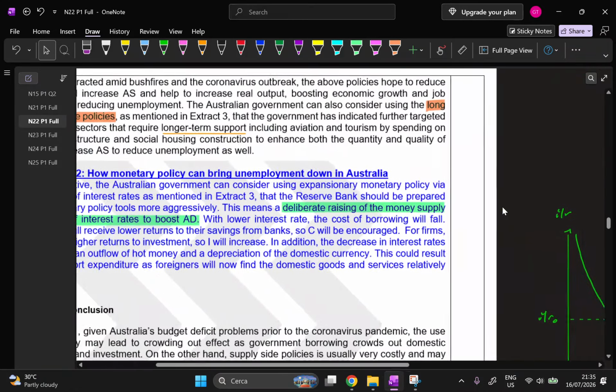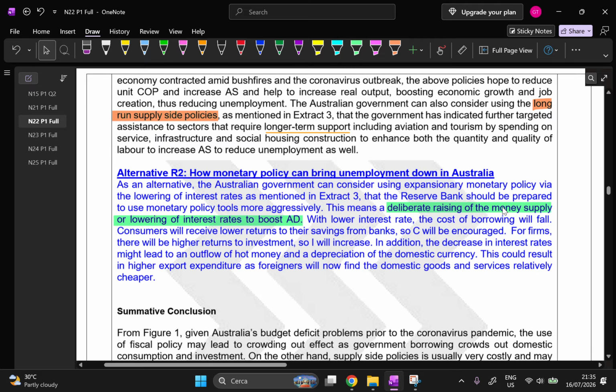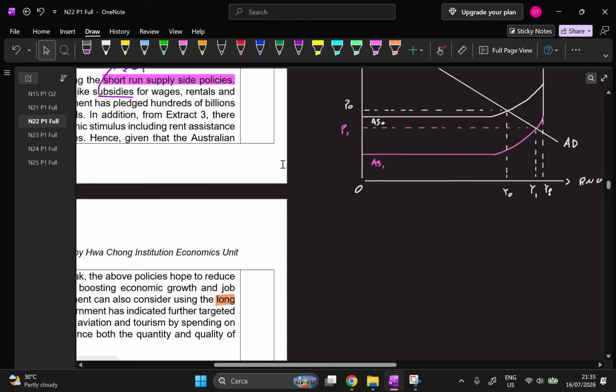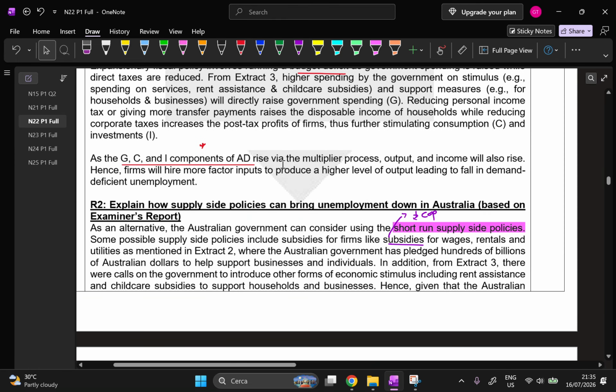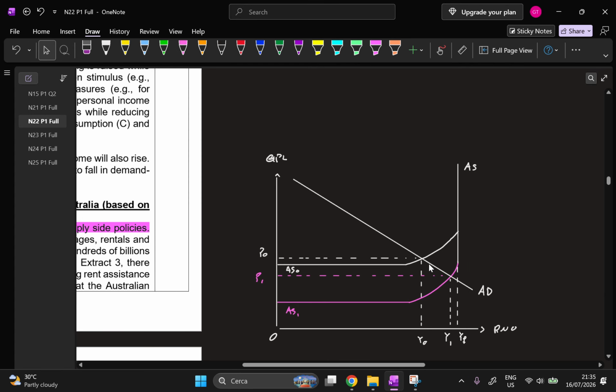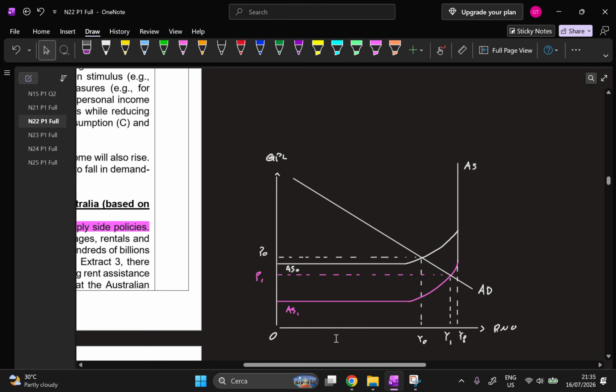So yeah, they talk about raising the money supply to boost AD, lowering of interest rates, liquidity preference. I showed you the diagram earlier. What else do I want to point out? When we talk about short-run supply side policies, I have subsidies for wages, rentals, and utilities. Is this subsidy for individuals or for businesses? For businesses. So therefore, it's going to decrease the cost of production of businesses. I shift the horizontal range of the AS. Understand?